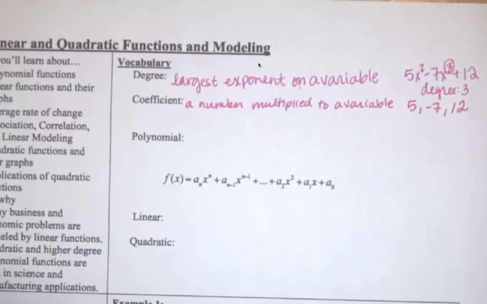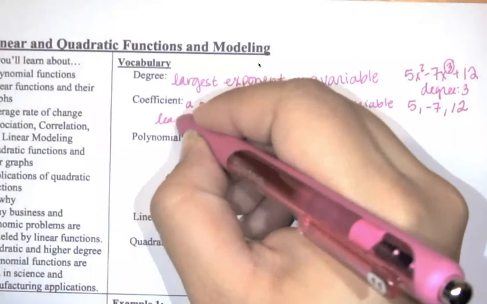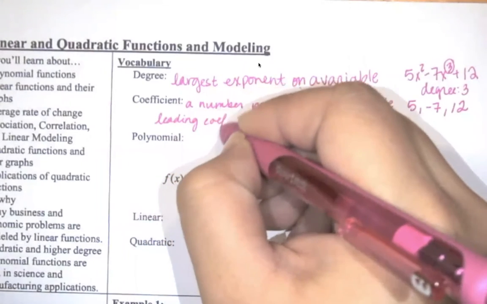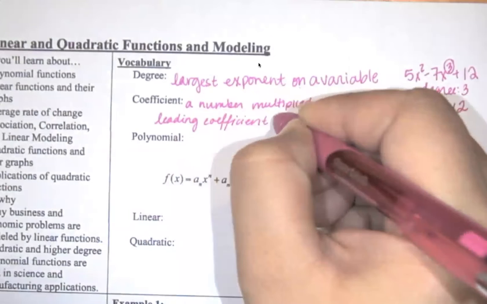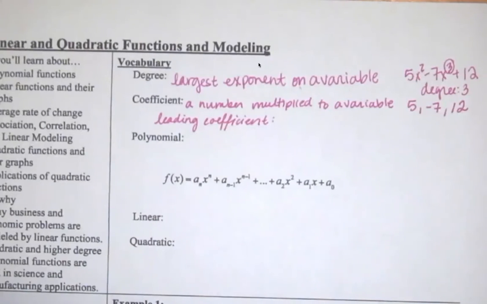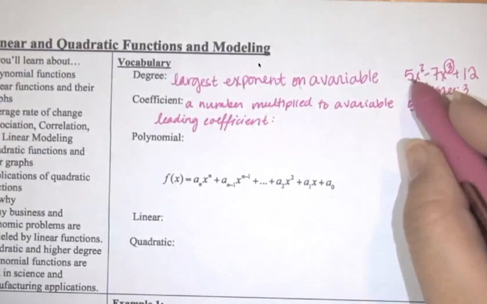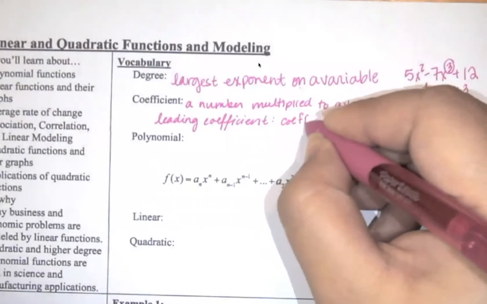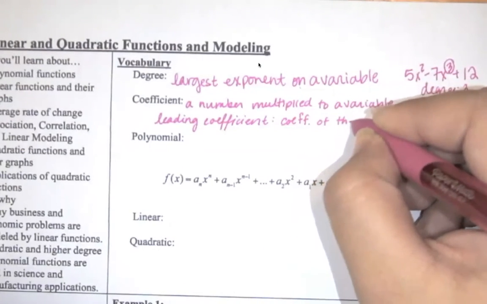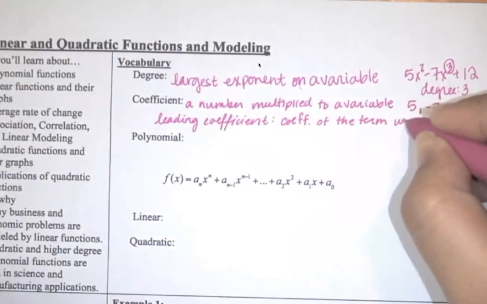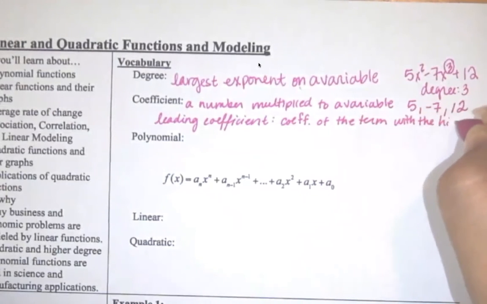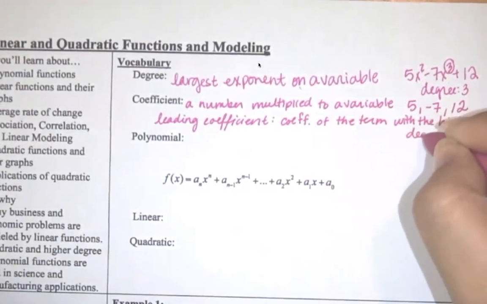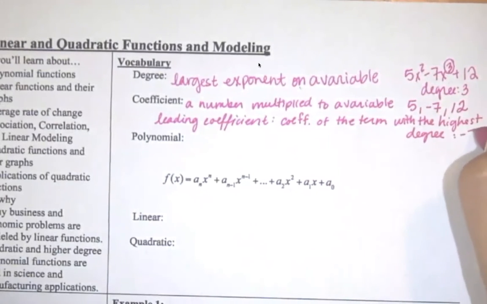When we talk about coefficients, a lot of times we want to refer to a leading coefficient. And we've talked about leading coefficients as well. So again, a lot of this is review. Our leading coefficient is the coefficient of the term with the highest degree. So it's not always going to be our first coefficient. Here, our leading coefficient is -7.